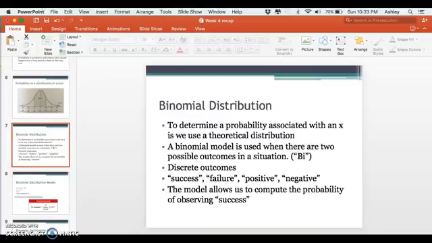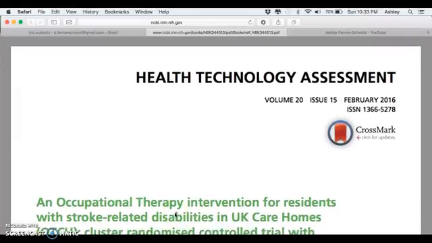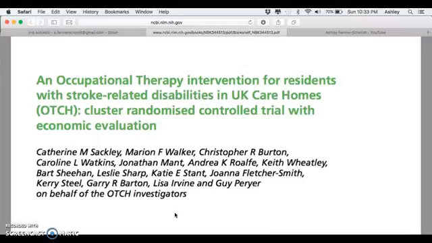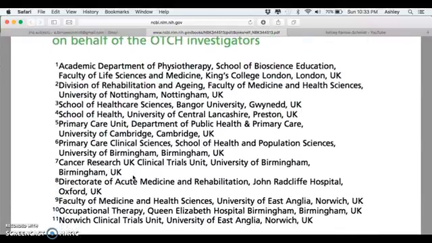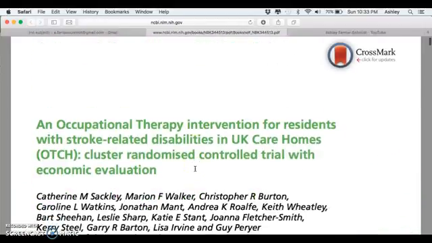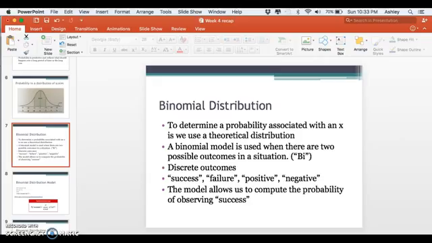And I do have an article that actually uses a negative binomial model within their research, and that's this occupational therapy intervention for residents with stroke-related disabilities in UK care homes. So this is something that you can look at, but they actually did use a negative binomial model to look at falls. Again, they wanted to determine success and failures, so they used the model to determine that within what they were looking at. And I have provided that, so that's something that you can look at.